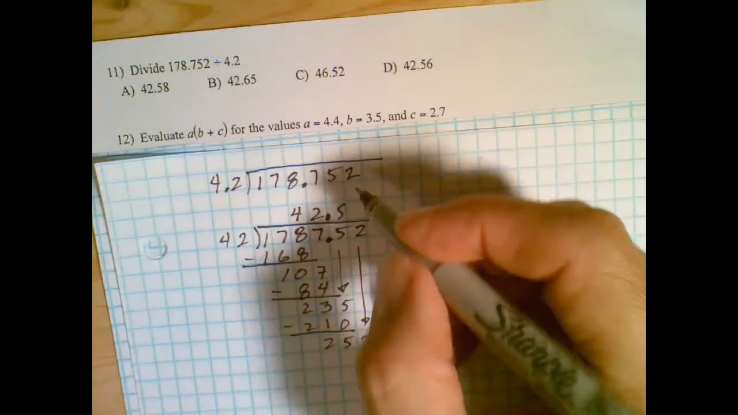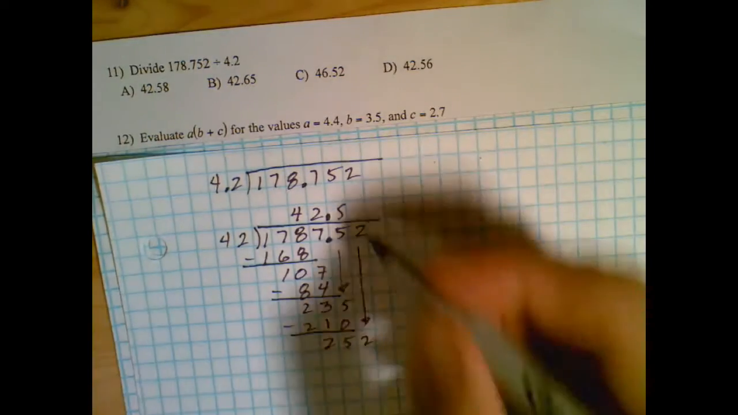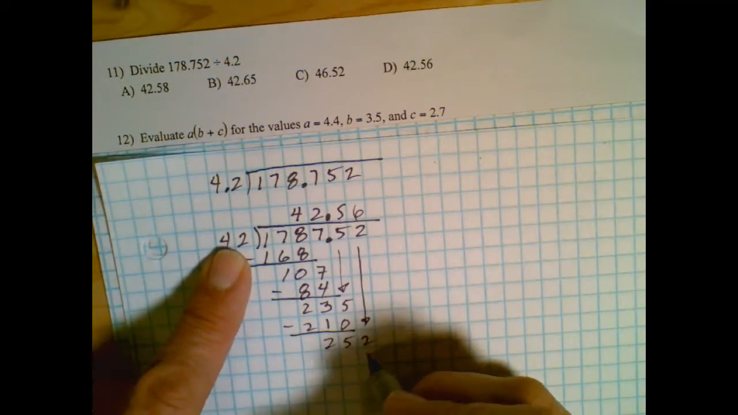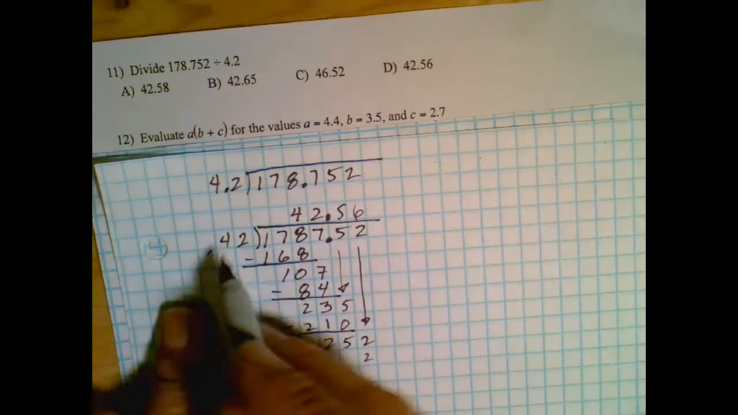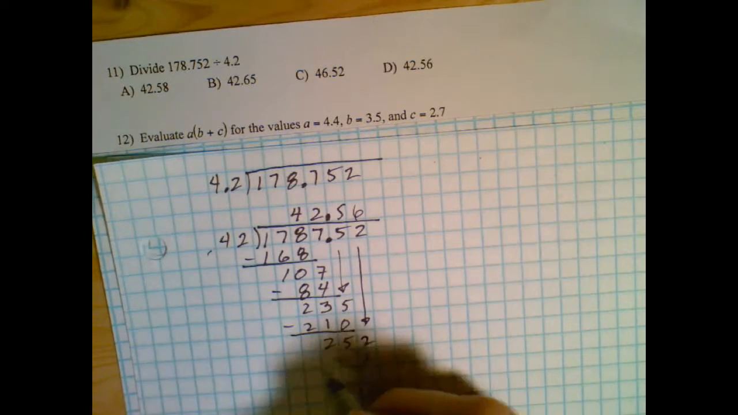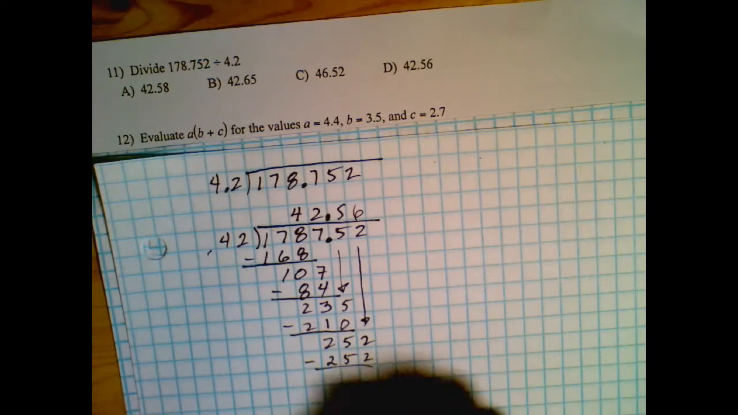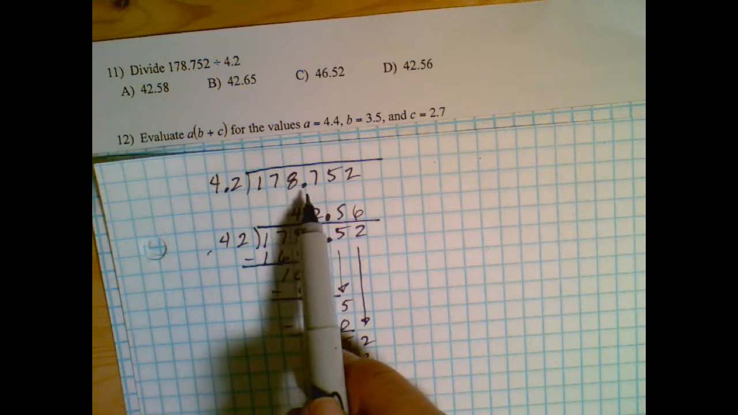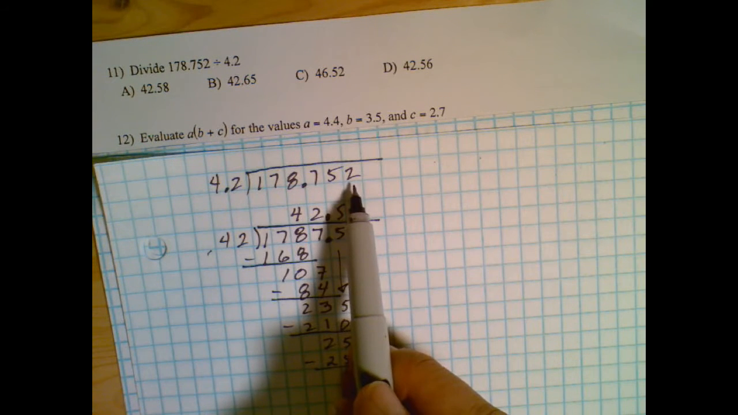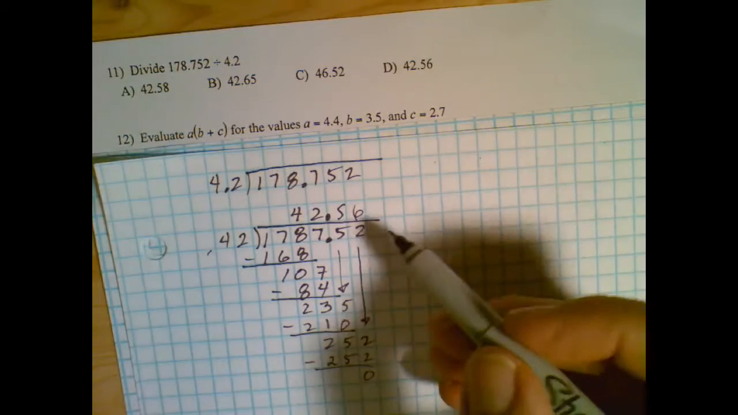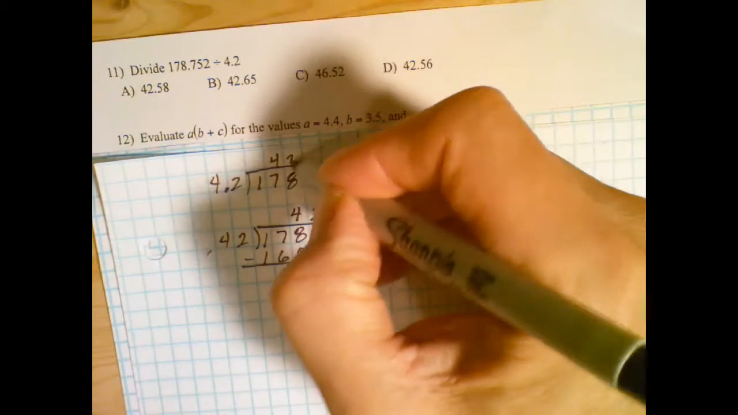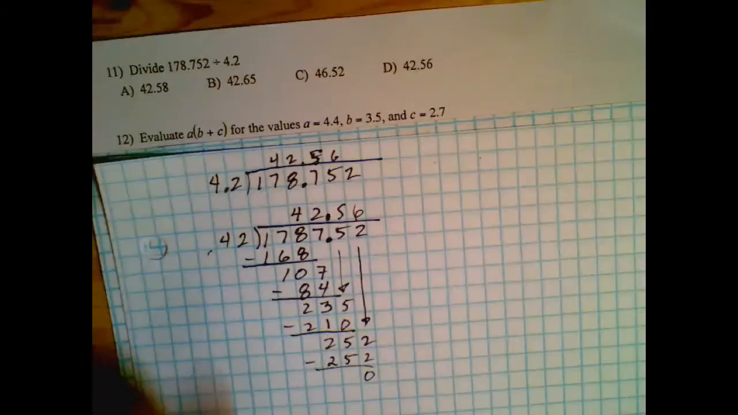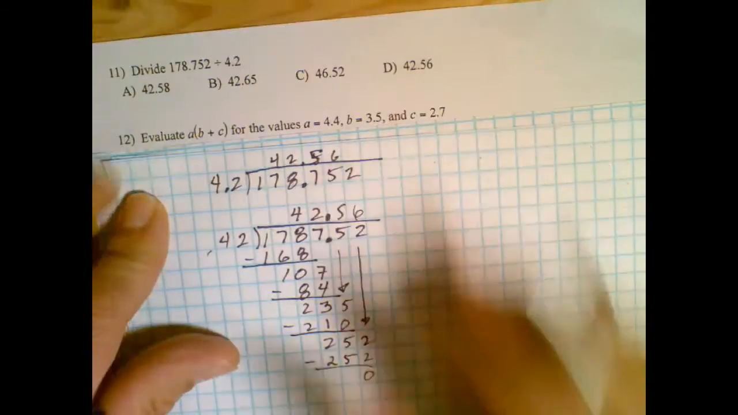Well, I'm going to try 6, because 6 times 4 is 24, and the 2's. 6 times 2 is 12. Put down the 2, carry the 1. 6 times 4 is 24, plus 1 is 25. Bada bing, bada boom. Done. So 178 and 752 thousandths divided by 4 and 2 tenths is 42 and 56 hundredths, which is D.